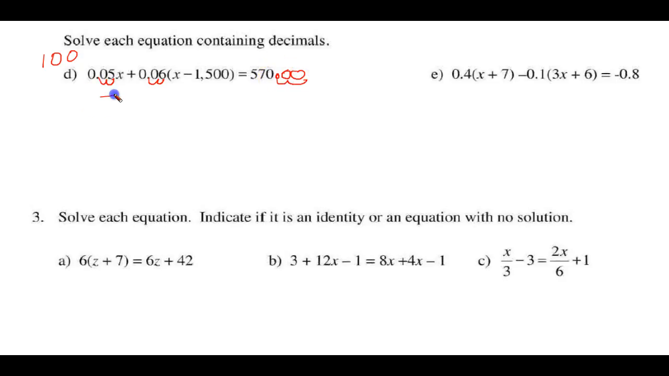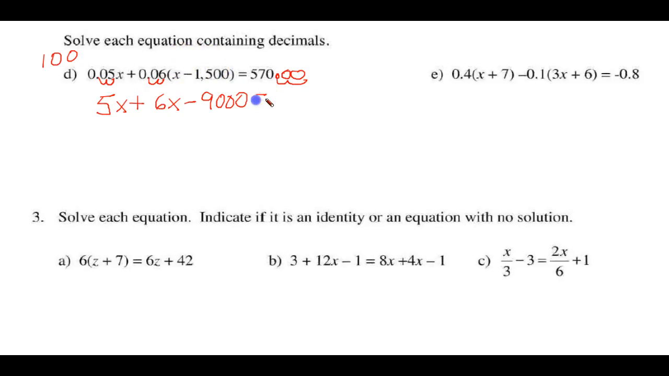So we now get 5x plus, this is 6 times x is 6x minus 90,000. And you might say, how come you don't move any decimals here? Because you just move it to one of the factors within a term, which we did. We don't do it here. This is just one term.